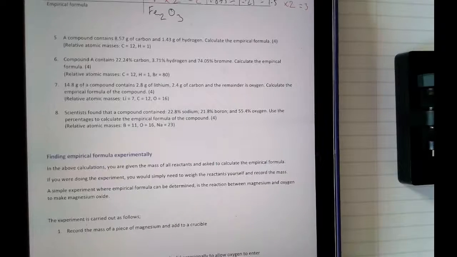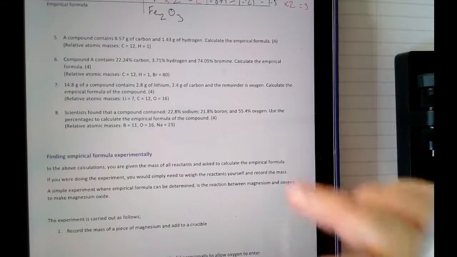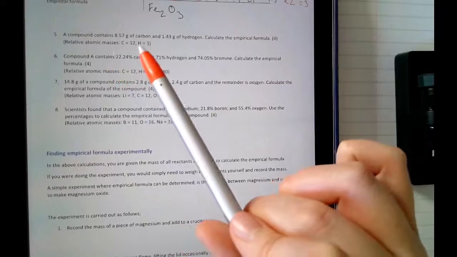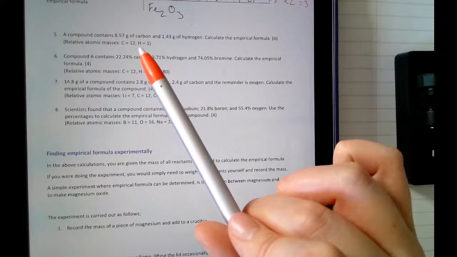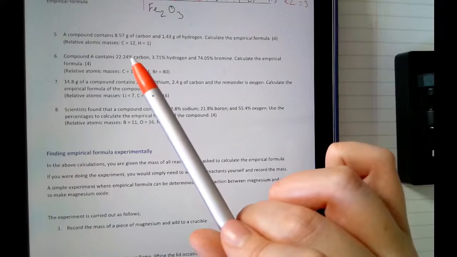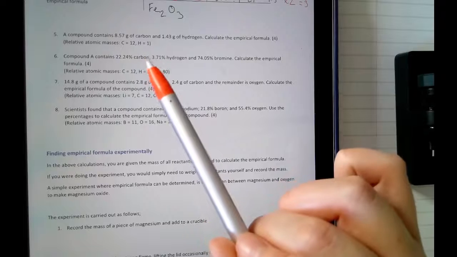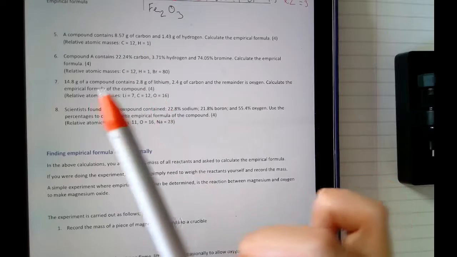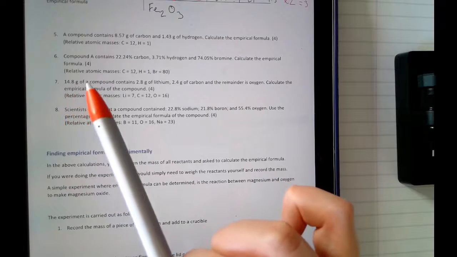Fe2O3. I've got another 4 questions which I want you to try for yourself. I haven't drawn the table, you'll have to do that for yourself, but I have given you the relative atomic masses which I've gotten from the periodic table. I've used grams in some cases, percentages in others, but it doesn't make a difference to how you do the calculation. In number 7, just be mindful, I've told you the total mass of the compound.